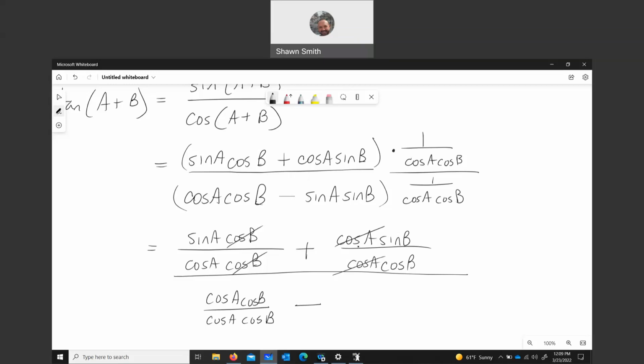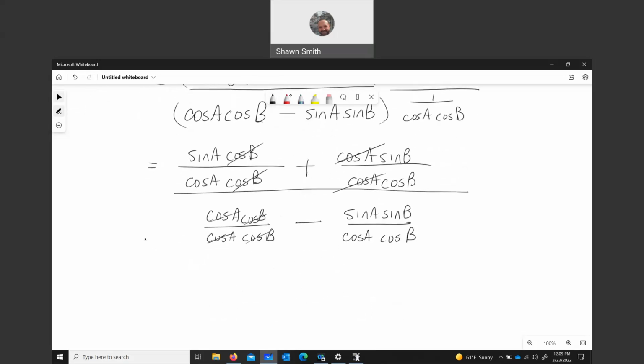So we got sine A, sine B, over cosine A cosine B. So we simplify a little bit in the denominator. Cosine A cancels. Cosine B cancels. Now we rewrite everything. Notice we have sine A over cosine A. That is tangent of A, right? Sine B over cosine B. That's tangent B.